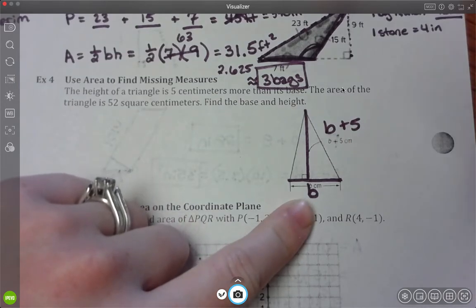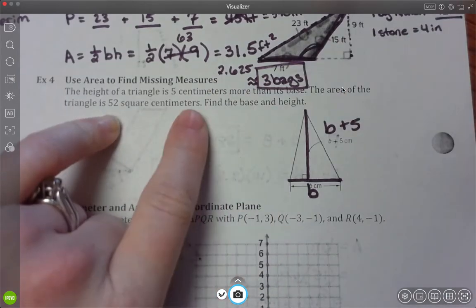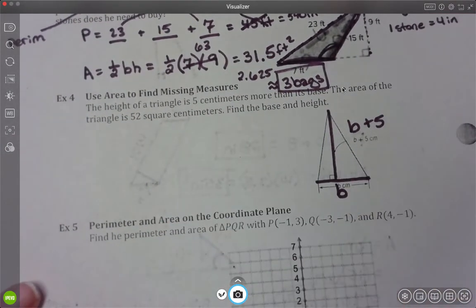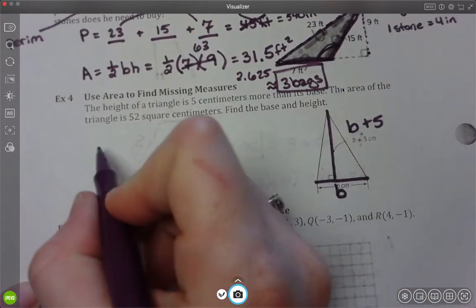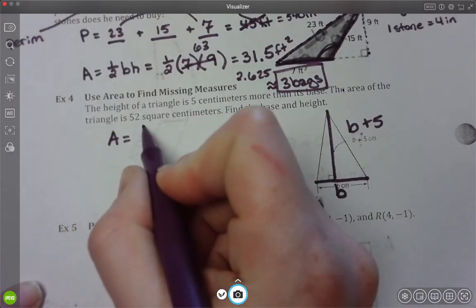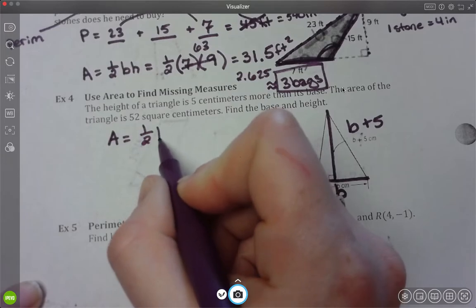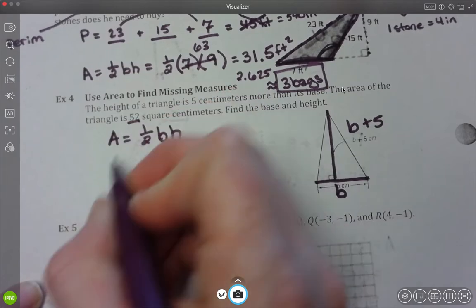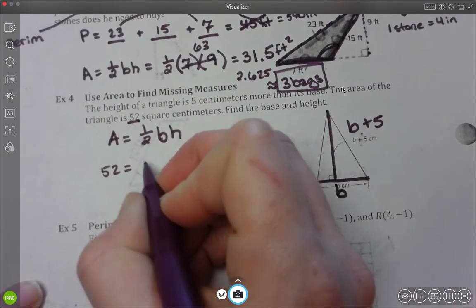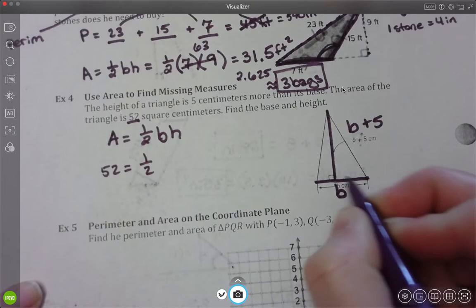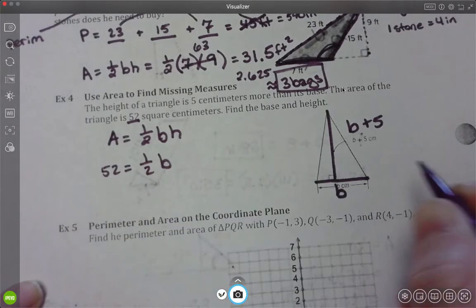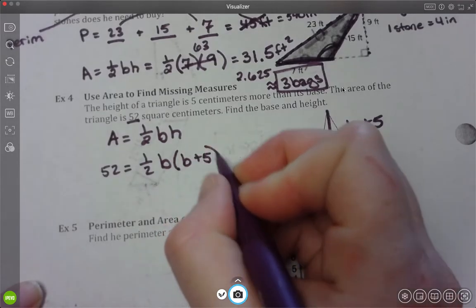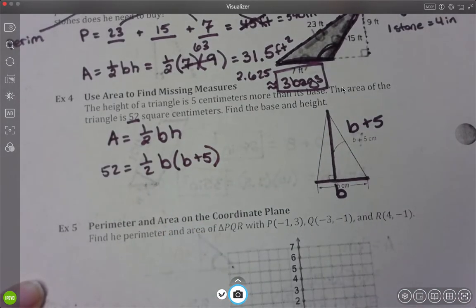The area of the triangle is 52 square centimeters. Find its base and height. So area is equal to 1/2 base times height, and then I'm going to plug my values in there. We know that the area is 52, so I'm going to plug that in: 1/2, the base is just labeled as B, and the height is labeled as B plus 5. Okay, so I'm going to plug those in.